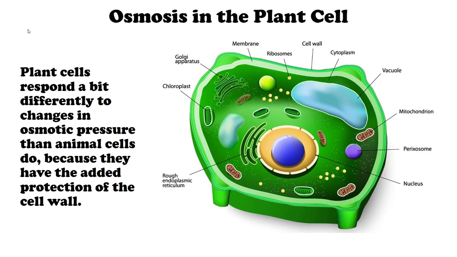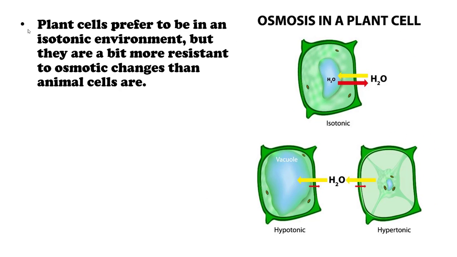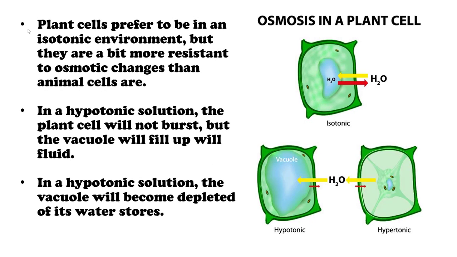Plant cells respond a bit differently to changes in osmotic pressure than animal cells do, because they have the added protection of the cell wall. Plant cells prefer to be in an isotonic environment, but they are a bit more resilient to osmotic changes than animal cells are. In a hypotonic solution, the plant cell will not burst, but instead the vacuole will fill up with fluid. In a hypertonic solution, the vacuole will become depleted of its water stores.